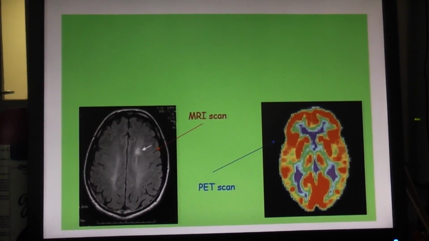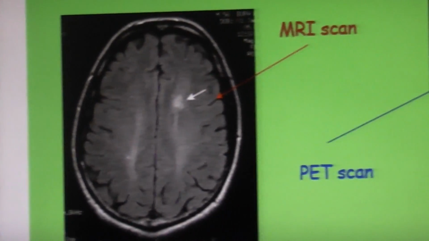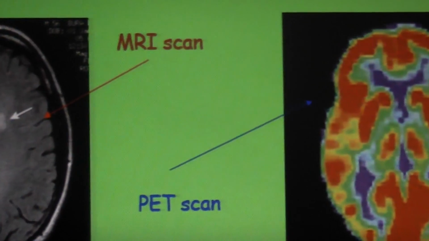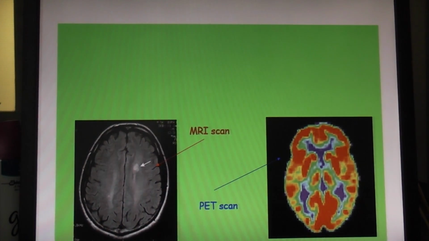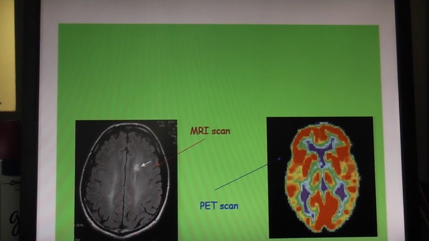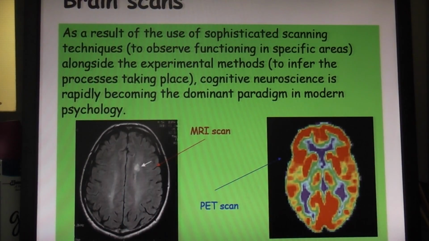So here we have two examples of scans. On the left here we have an MRI scan, and on the right we have a PET scan. The PET scan is probably the one that we more commonly see in psychology because it highlights in the bright colours, and this we often use to look for neurotransmitters. So brain scans. You just need to be aware that brain scans are able to identify the function of certain areas in the brain. In cognitive neuroscience, brain scans are vital to infer where the processes are actually taking place.